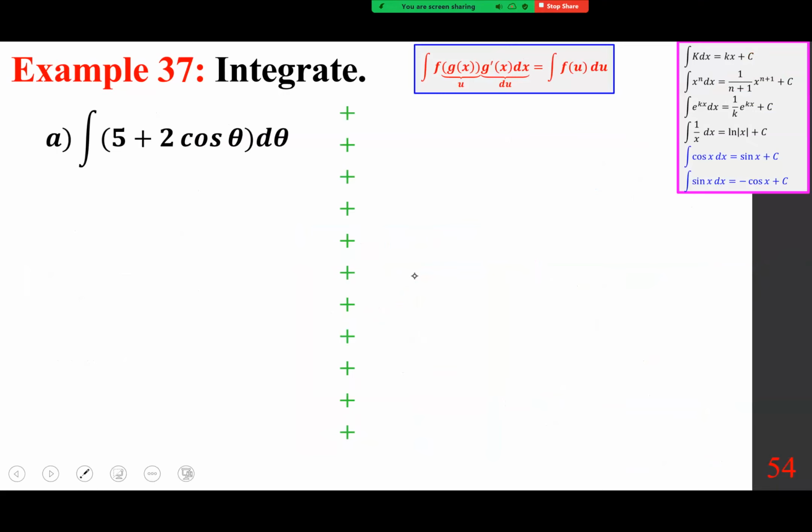Well, basic integration. Pay attention to the fact that the independent variable is theta. 5 gives you 5 theta. Now, cosine: the derivative is a negative sign, but the integral of cosine is a positive sign. So plus 2 sine theta and a constant.